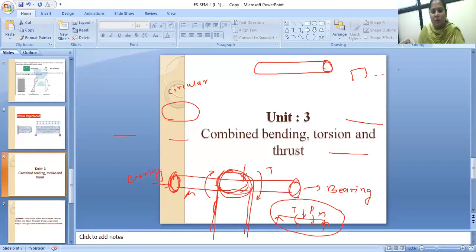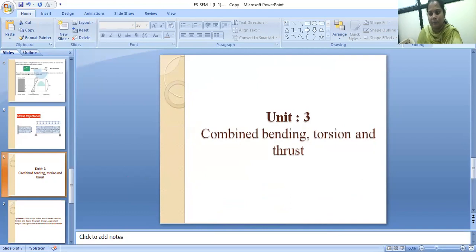Okay. So our unit number 3 is combined bending, torsion, and thrust. Please wait, I will share screen once again. Okay. So unit number 3 is combined bending, torsion, and thrust.